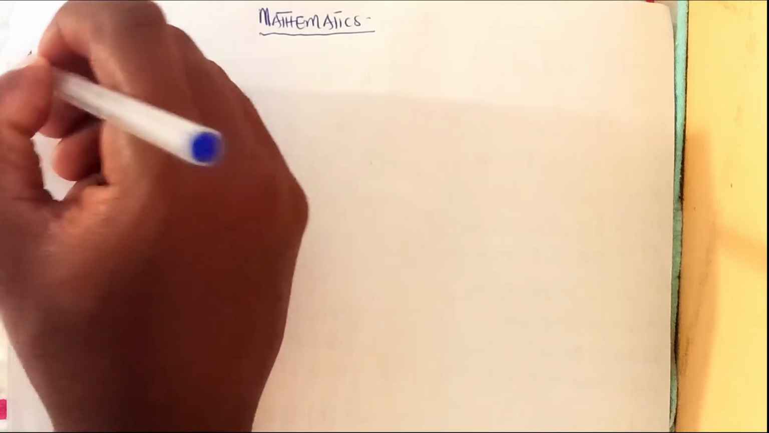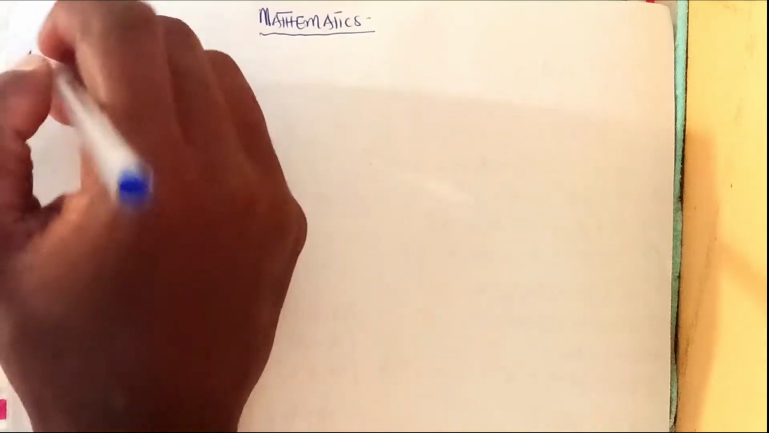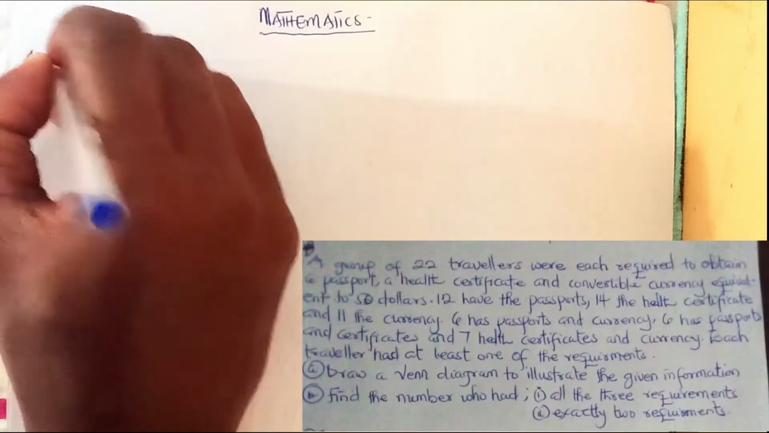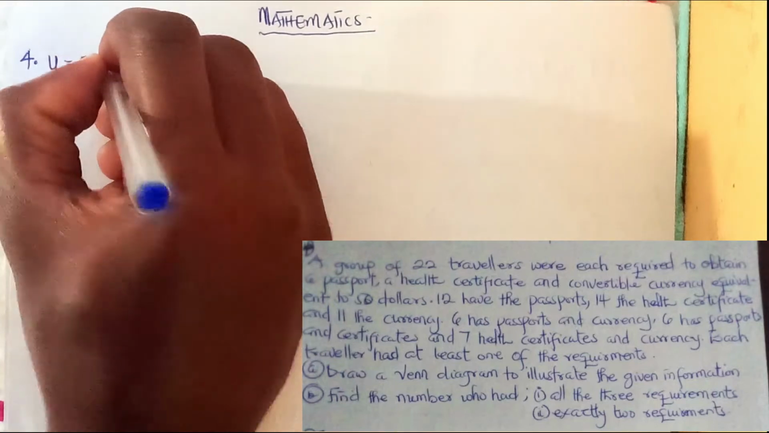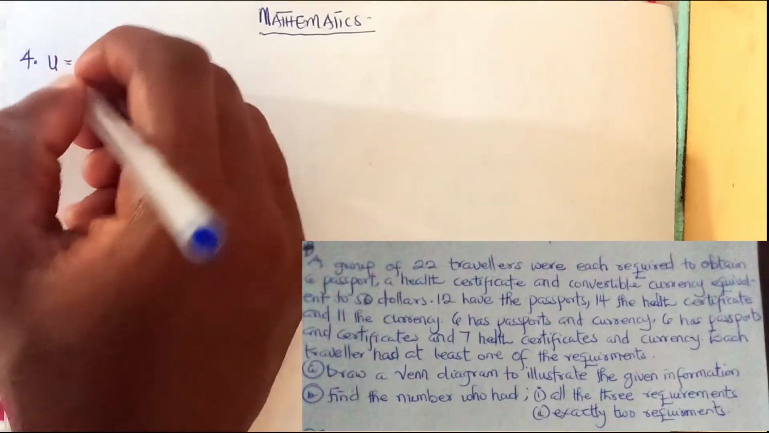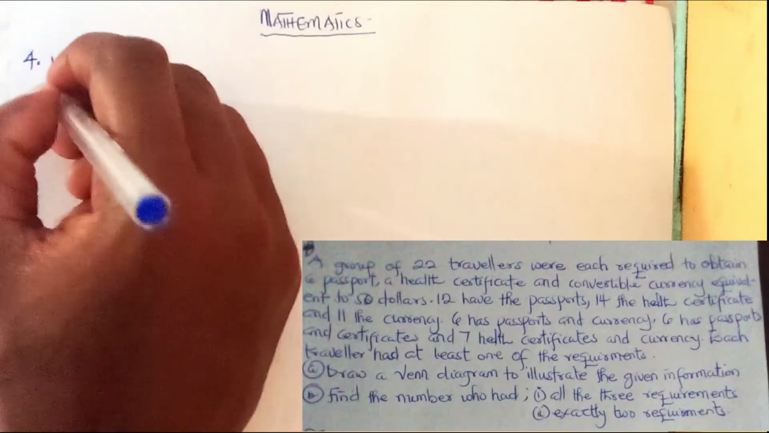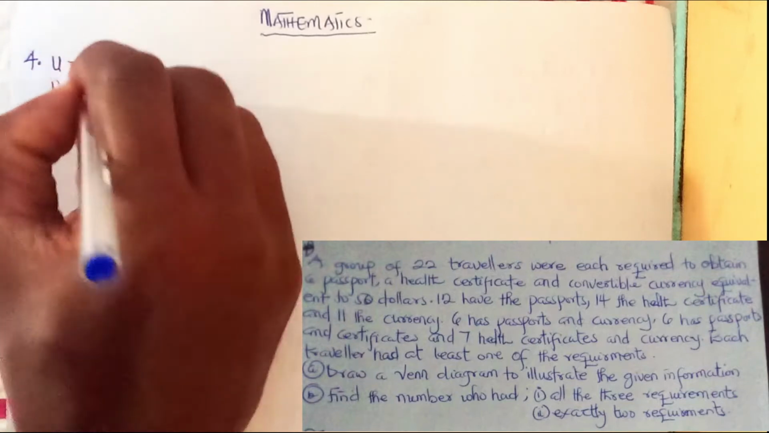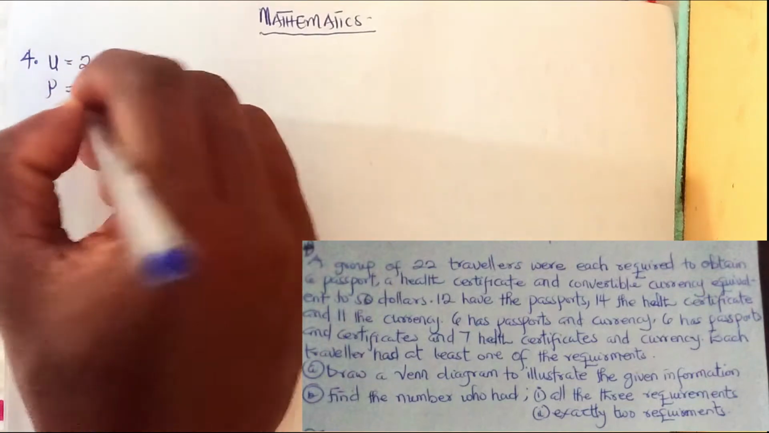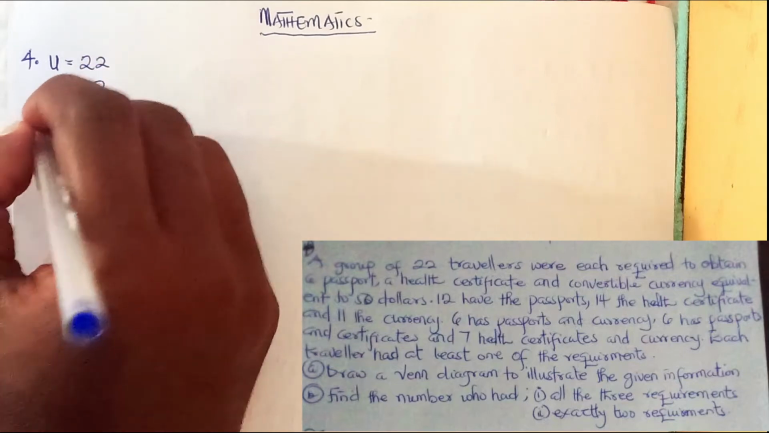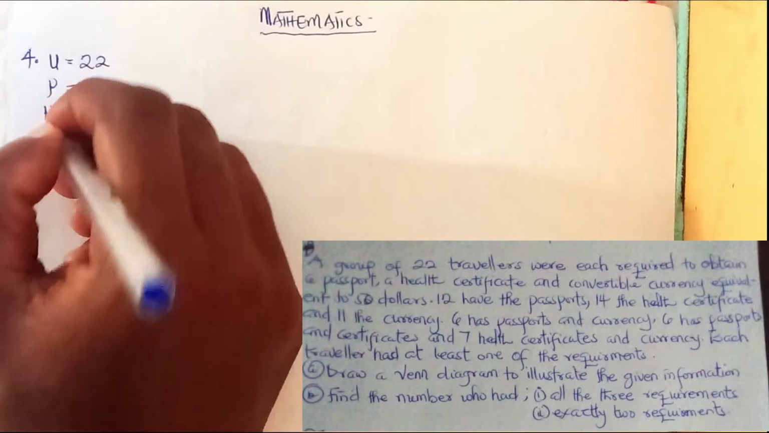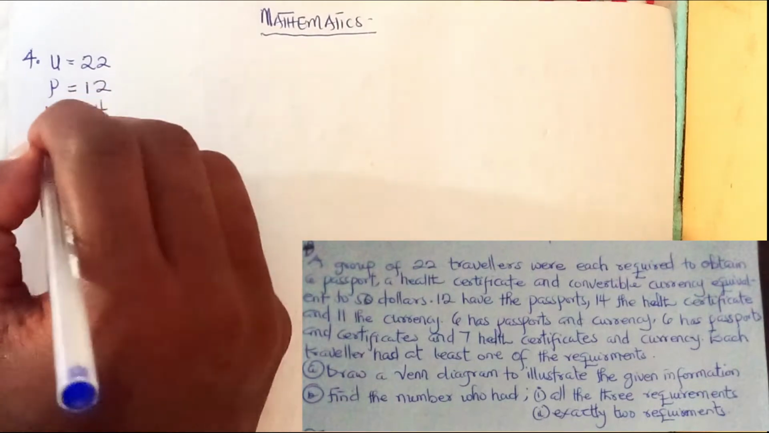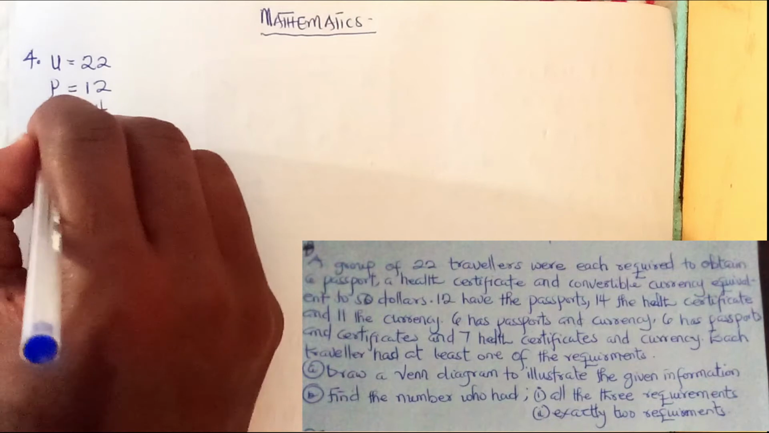Question 4. Let's jot the data down. We were given our universal set, the number of travelers, to be 22, of which 12 of them have passports. So passports, represented by P, is 12. Health certificates, H, is 14. And we have currency, the amount of money, is 11, represented by C.